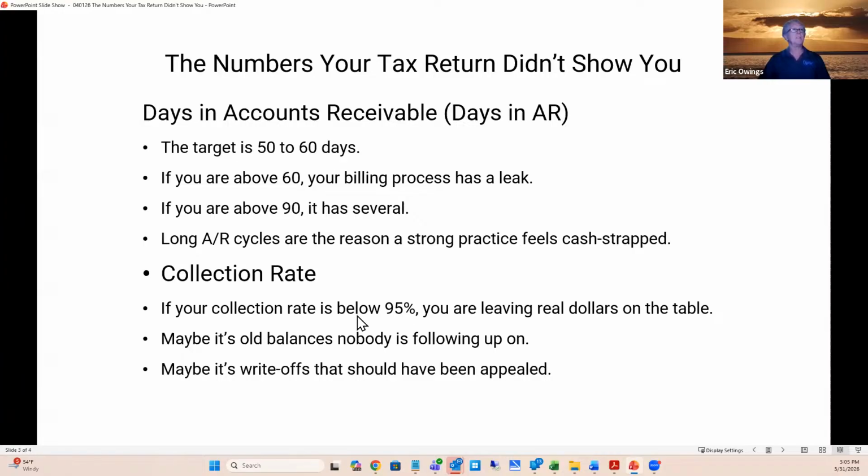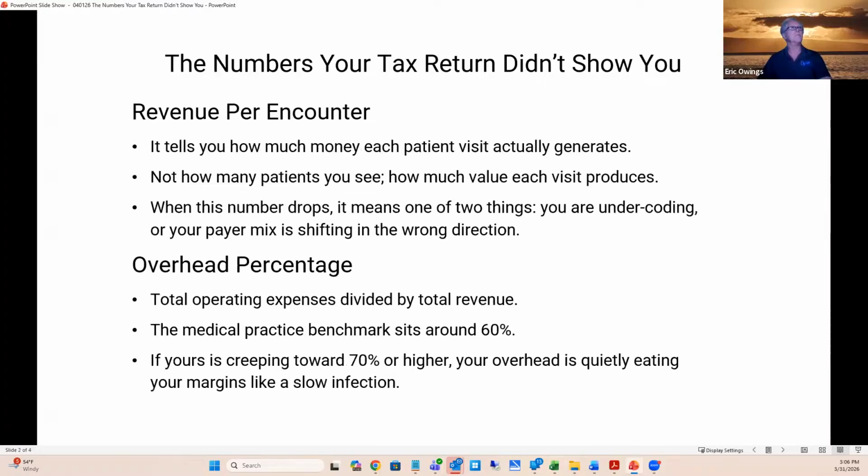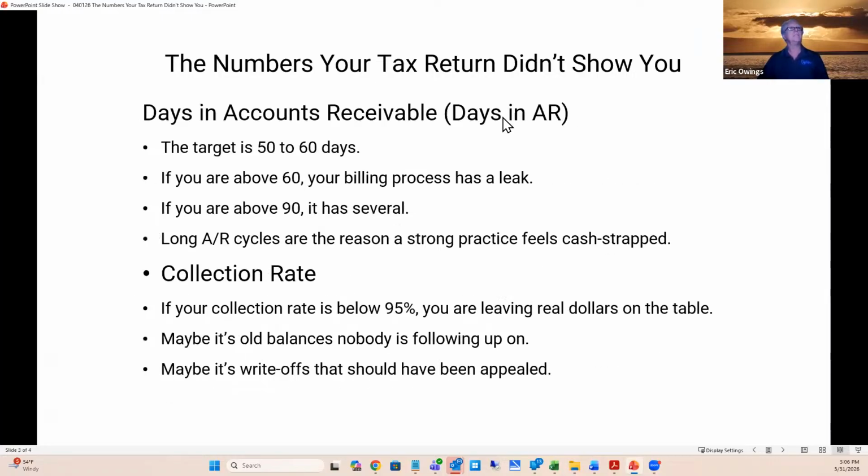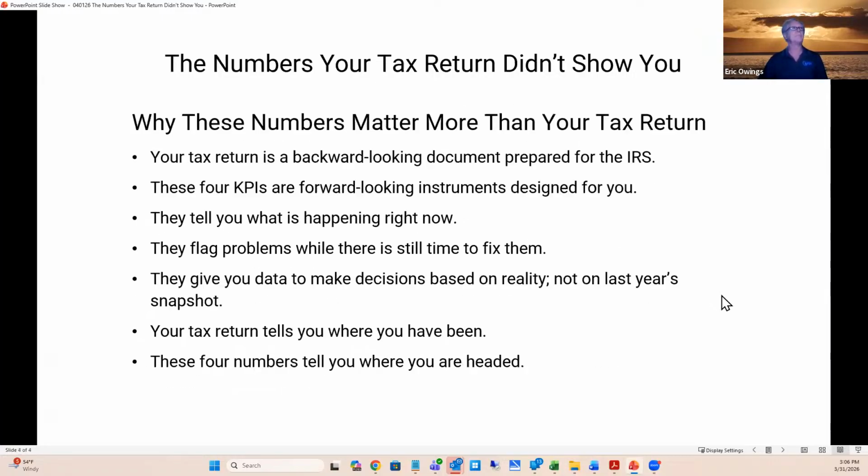Collection rate. Speaking of which, if your collection rate is below 95%, you're leaving money out there. It might be old balances nobody's following up on, other kinds of write-offs that should have been appealed somehow. You don't want to give away the store and do a lot of charity care, certainly. That's kind of hard to feed yourself and your family, as well as your dedicated staff. So, collection rate is a KPI certainly that you should be keeping a good eye on. So, again, the four KPIs are revenue per encounter, overhead percentage, days in AR, and collection rate.